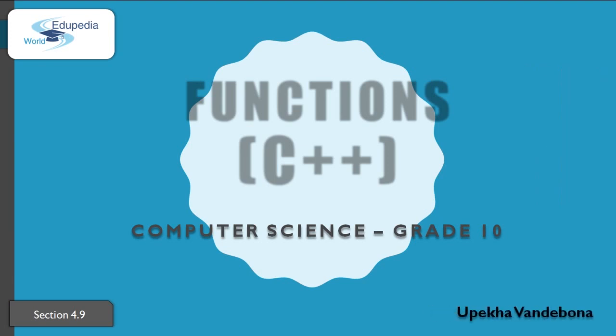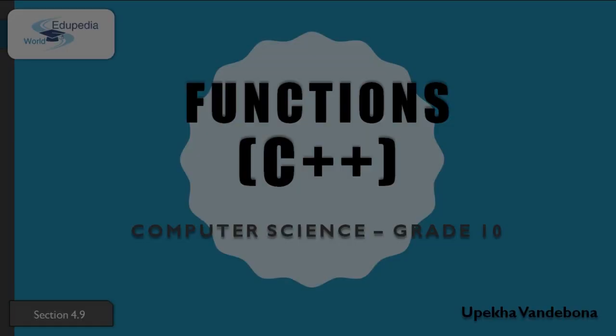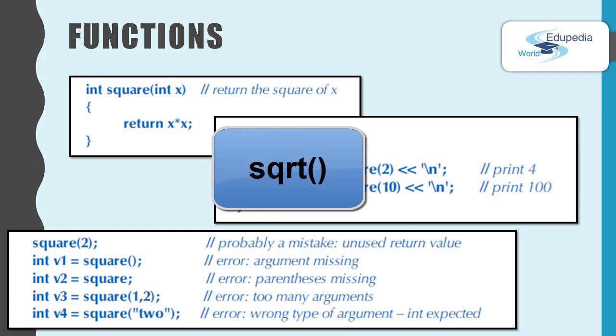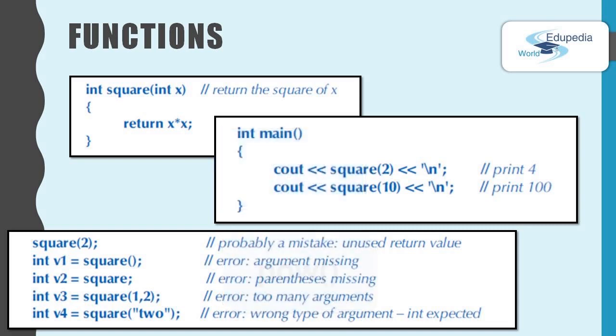I am Upeka Vendibona, and from this episode we are going to discuss how to create functions in C++. A function is a named sequence of statements. A function can return a result and we call it the return value. The standard library provides a lot of useful functions such as the square root function, sqrt, and the power function, pow. However, we can also write many functions ourselves too.